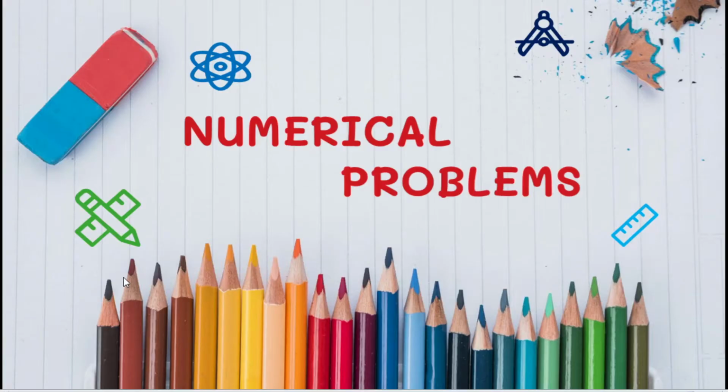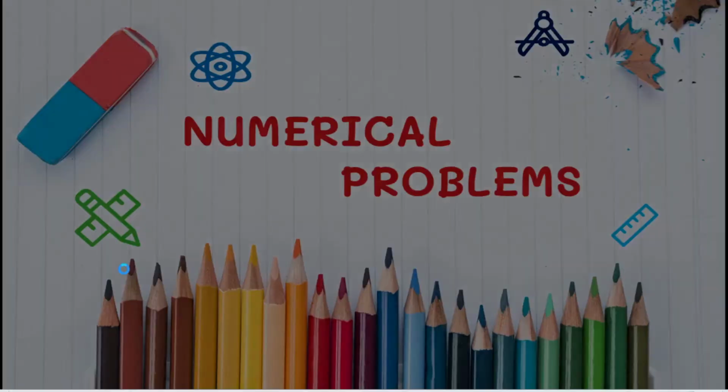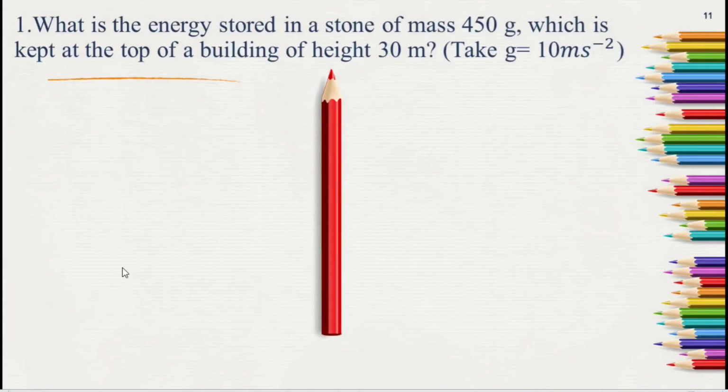Next we are going to see some numerical problems related to potential energy. Students, the first question is: what is the energy stored in a stone of mass 450 gram, which is kept at the top of a building of height 30 meter? Here, three values are given.